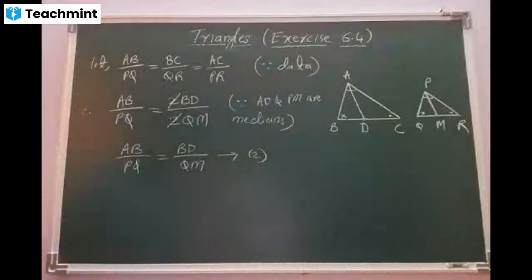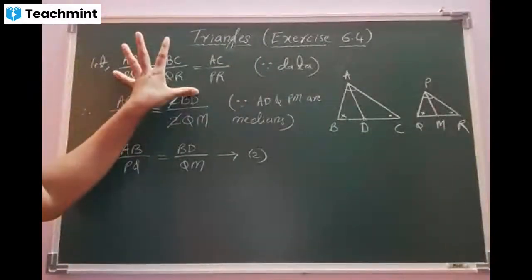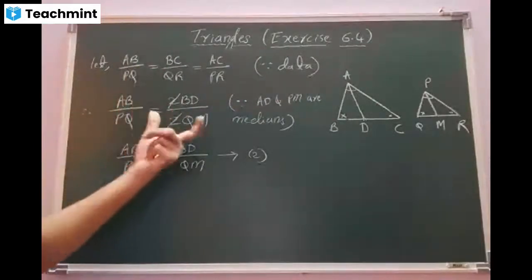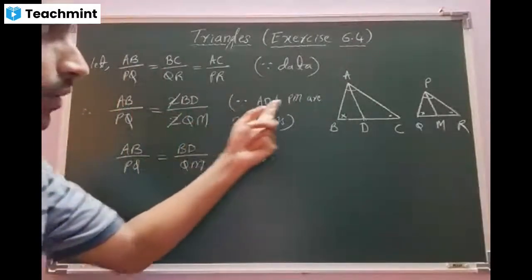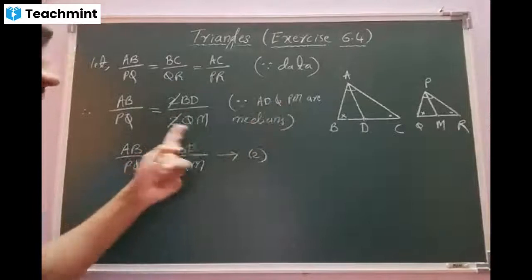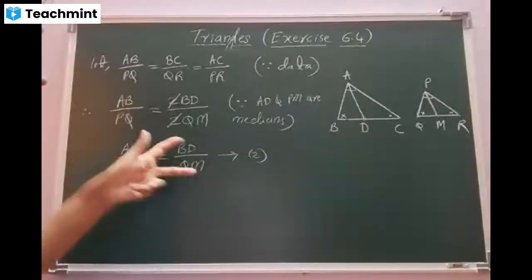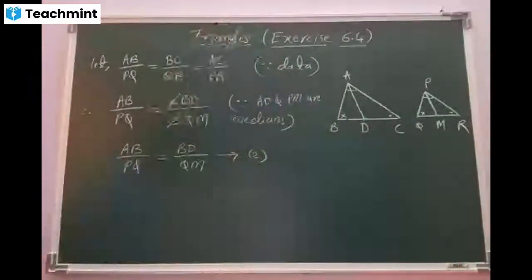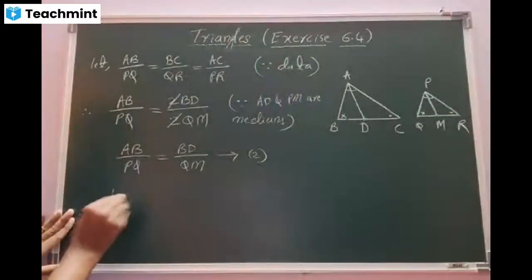So what I have done, I took the three ratios which are equal to one another. I used the second ratio with the help of the concept of median, 2BD, 2QM. I converted it into part by part. Is that clear? We'll make one more concept.